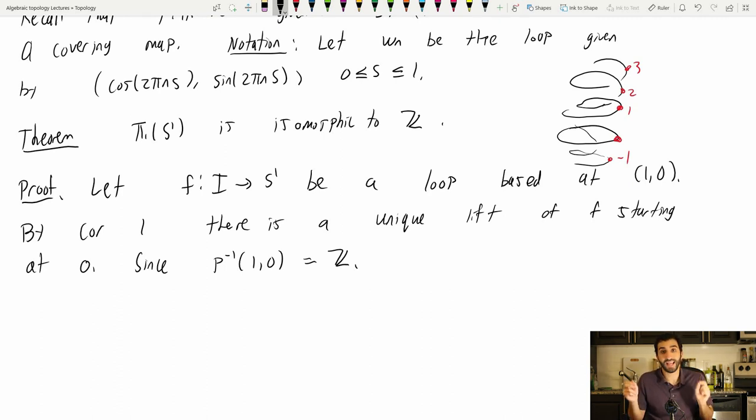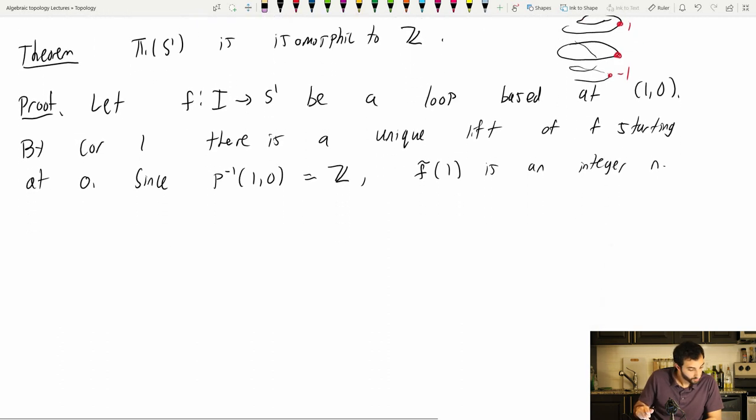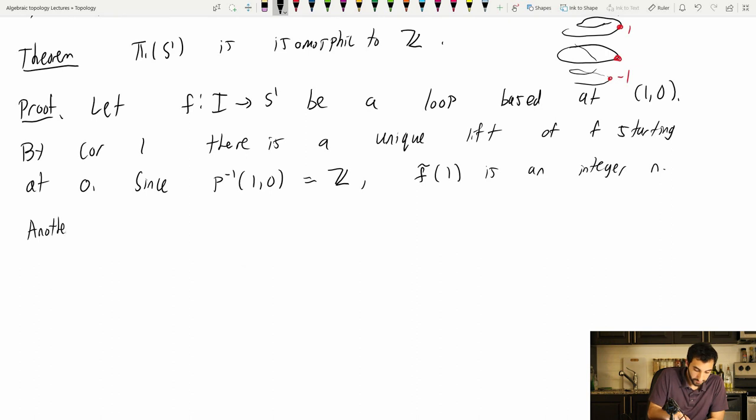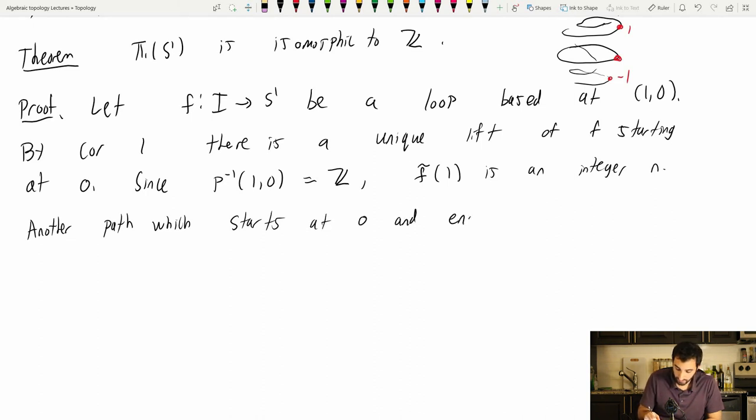So the end point of the lifted path needs to be something that projects down to (1, 0). The things that project down to (1, 0) are exactly the integers. So f twiddle of 1 is an integer, N. So another path which starts at 0 and ends at N is the lift of this omega N.